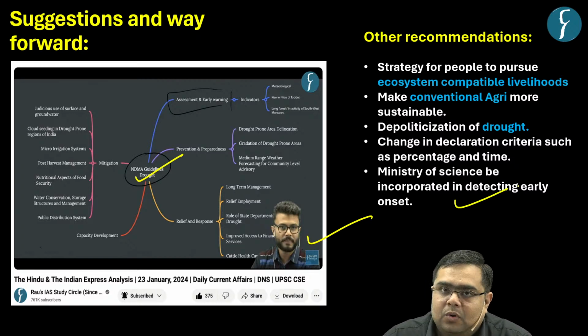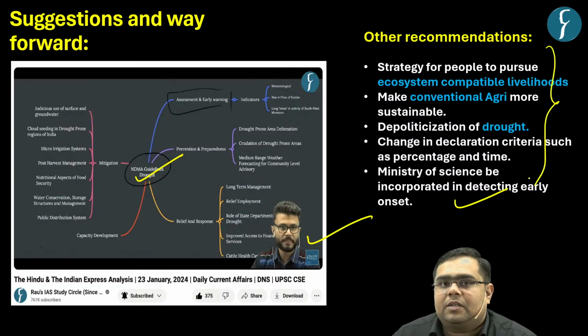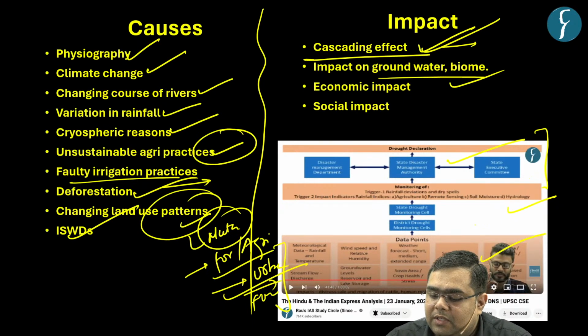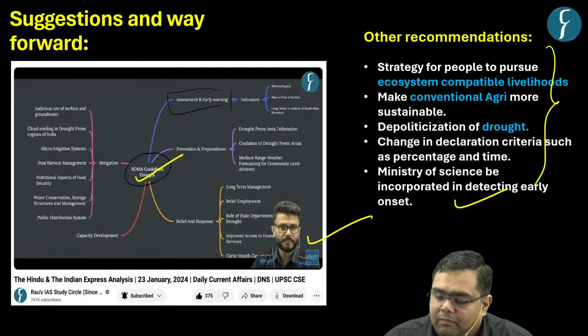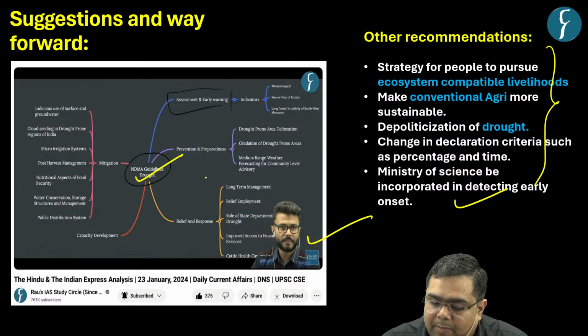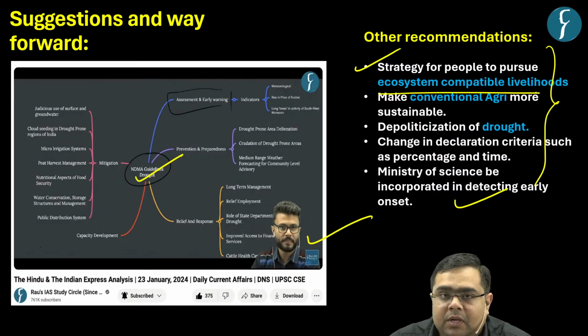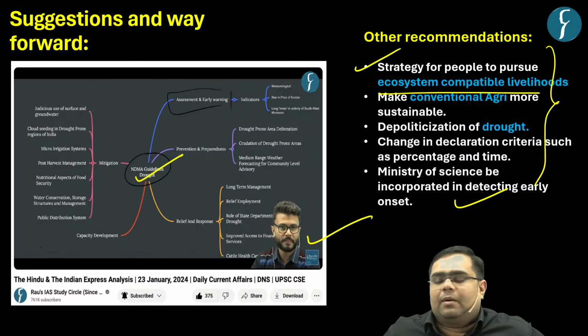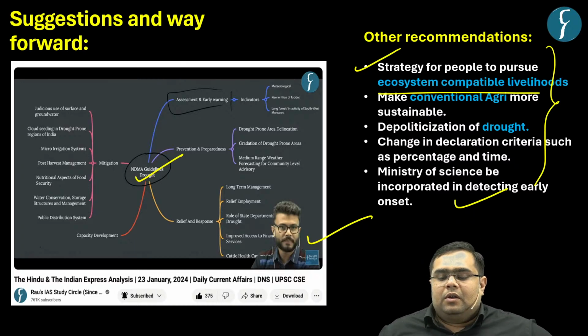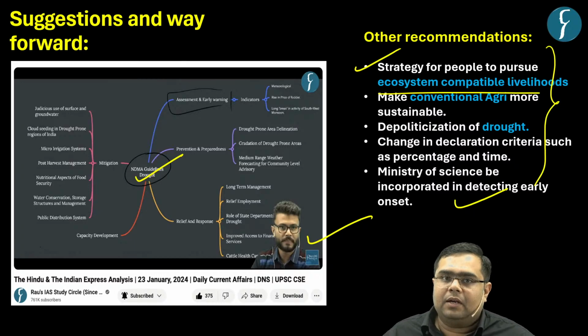So some other recommendations. See, you will not be able to understand these recommendations if you have not gone through the video in which Gaurav sir told about the problems that droughts are facing, right? So what are the other recommendations? Apart from these, there should be a strategy for the people to pursue ecosystem compatible livelihoods, right? For example, we discussed that in Punjab, the region of Punjab is not designed or not meant for paddy cultivation, right?